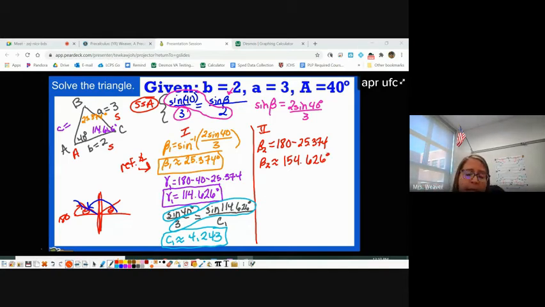The reason I cannot make you solve for height and then do all those comparisons is because I want you to do this right here. And then I want you to stop and think critically. Can I have a 154-degree angle in a triangle that already has a 40-degree angle? No. So that means there's only one option here. There's only one triangle, and we already found it.